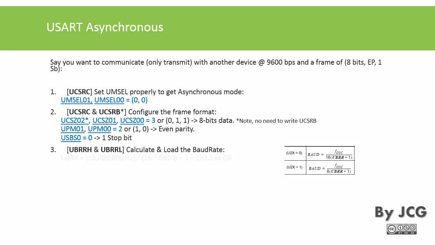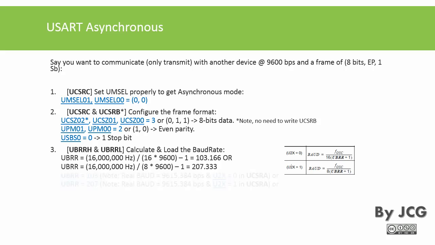Then you want to calculate and load the baud rate. For that you're going to use these formulas over here. First you calculate using the normal speed: the frequency of the microcontroller divided by 16 times the baud rate you want to generate, minus 1. This is very similar to the calculations of the timers. So you get 103.166. And for the double speed you have the same, but instead of dividing by 16, you divide by 8.